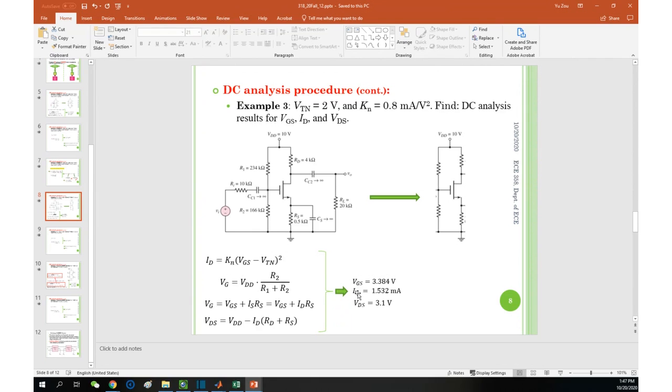VDS is from the past KVL. The thing is, these first two equations can give you ID and VGS. Then you substitute ID into the last path KVL, and you can find VDS. So VDS is obtained last, after VGS and ID.